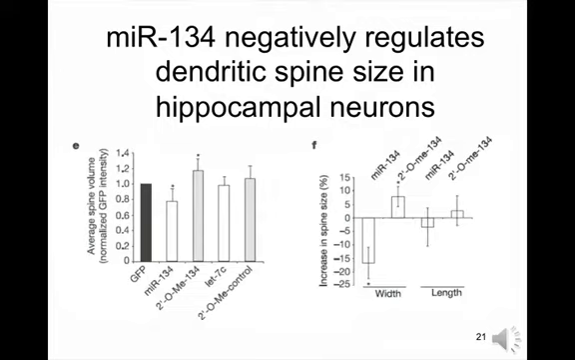If we then look to the graphing, that's exactly what they display. On the left, a plot of average spine volume on the y-axis, normalized to their GFP vehicle control. They quantify that transfecting MIR134 results in a decreased spine volume, and the antagomir 2'O-methyl-134 results in an increased spine volume.